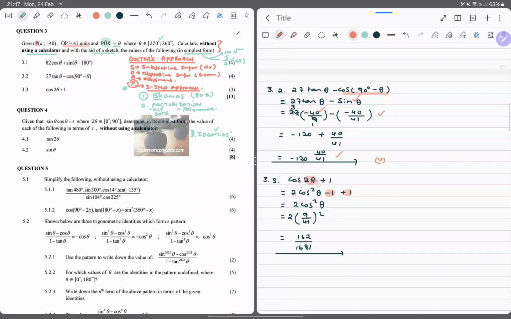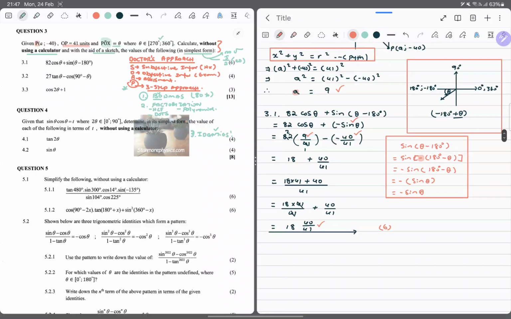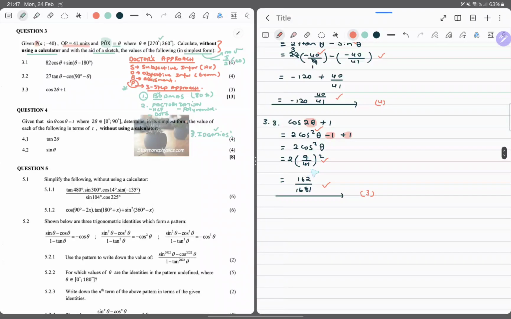Now remember guys, every time we use an identity, that's a mark. Every time we make a definition based on the diagram, we get a mark. But I think we did get a mark for cos, but anyway, we have an answer there. It's not a big deal. We can say 3 marks is acceptable, but this should be 2 marks because we did define cos of theta above and got a mark for it. We shouldn't be getting a mark here.